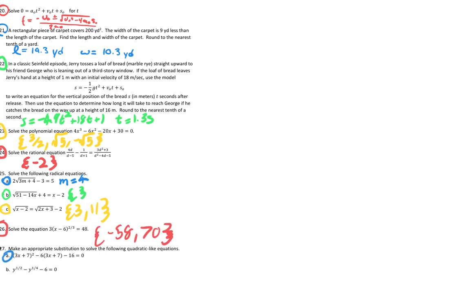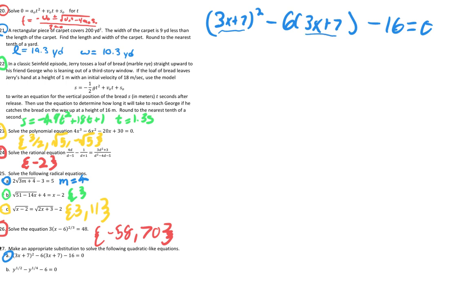Number 27A, making an appropriate substitution to solve the following quadratic-like equations. In parentheses, 3x plus 7 squared minus 6 times (3x plus 7) minus 16 is equal to 0. So with this, we can see that it looks like a quadratic that we have already been solving. So we'll let u equal 3x plus 7.